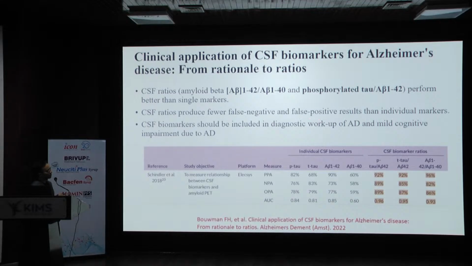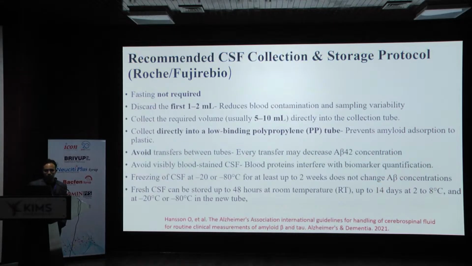And in addition, the ratios also account for many things. They account for comorbidities, they account for the total amyloid pathology as well. That's why they use ratios of biomarkers. Now, obviously, the machines cannot be kept in every hospital. You need to transfer samples, you need to store samples. These are the recommendations given by the Alzheimer's Association on how to store and collect the sample and everything else.